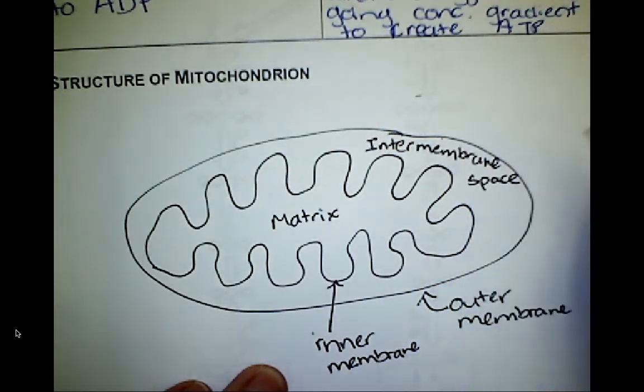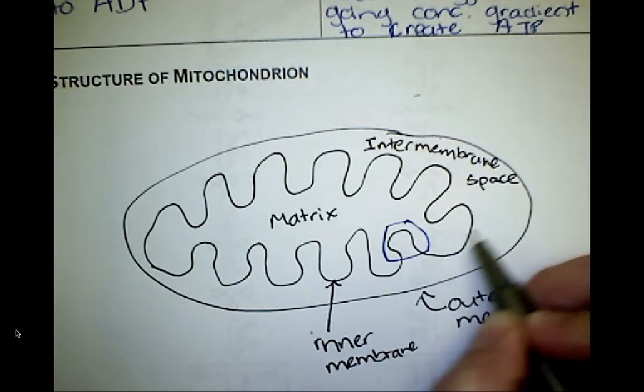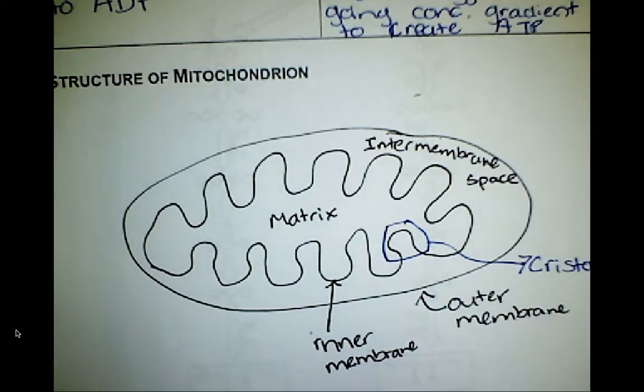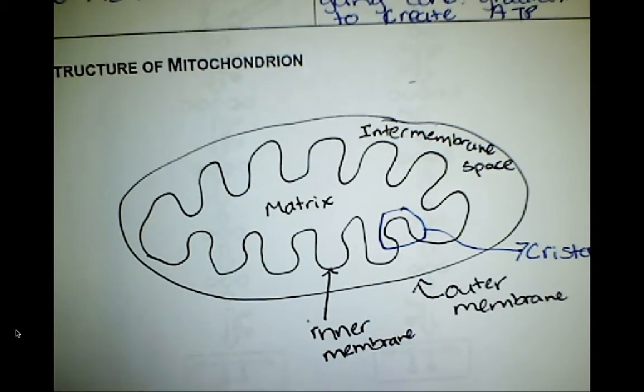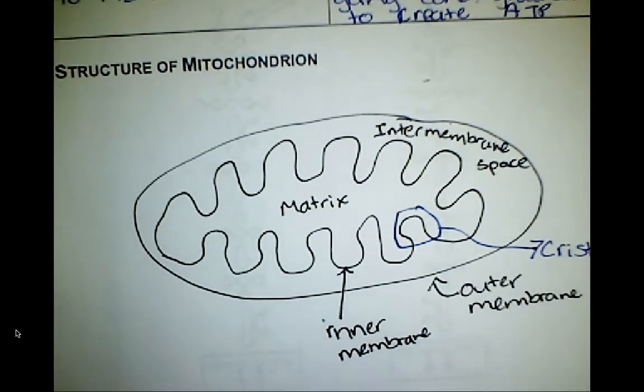And the only other thing that I want to point out is if you were to look at just one of these little folds, and there would be thousands or even millions in one mitochondria, one of those little folds is called a cristae. And the only other thing I want to show right in here is just where things happen, okay?